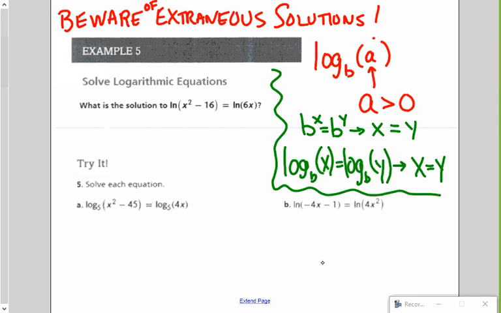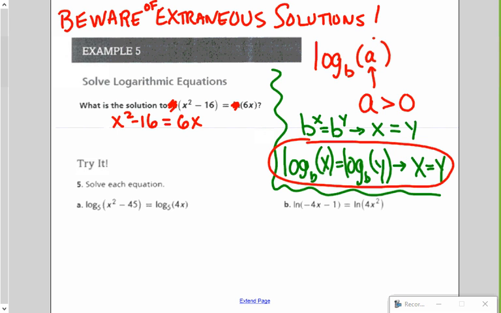All right, in all three of the examples that you see on the screen right now, you are permitted to just cancel out the ln because of this rule here. If the logs match and their bases match, you can ignore the ln and set x squared minus 16 equal to 6x.